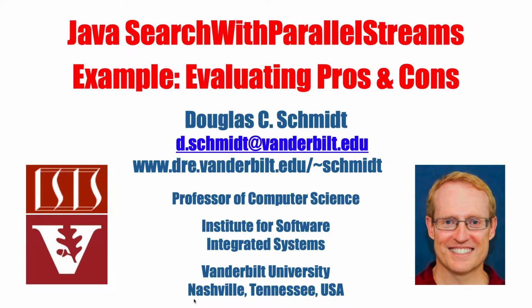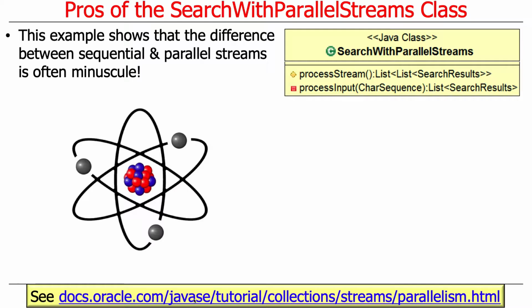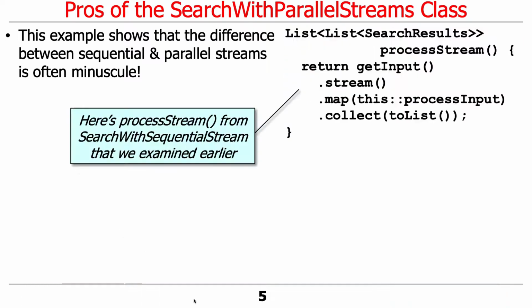So now that we've talked about the implementation, we visualized the hook methods, we looked at the implementation of the hook methods, let's take a step back and evaluate the pros and cons of this particular implementation, which is the search with parallel streams implementation. So let's look first at the benefits. The real benefit, hopefully pretty clearly, is how little work was required to make it run faster.